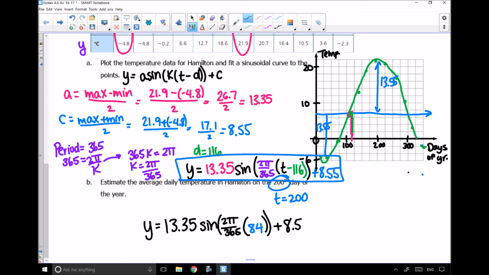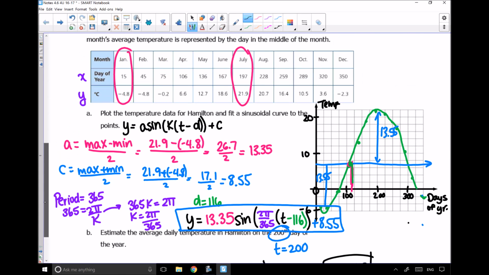plus 8.55. Okay, press pause and plug that into your calculator, see what you end up getting, and then come back to me to see if you agree. Make sure you're in radian mode for this to work. So you should get approximately 21.8 degrees Celsius.